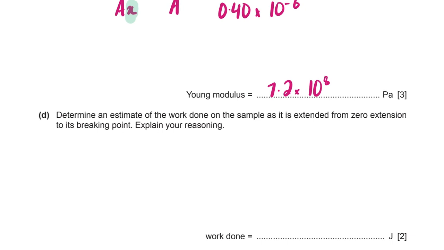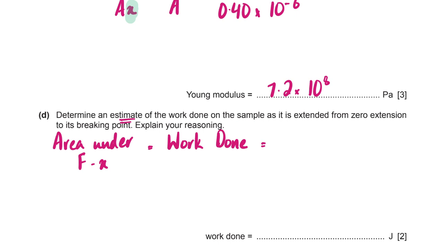Determine an estimate of the work done on the sample as it is extended from zero extension to its breaking point. Explain your reasoning. Now this is an estimate because you must know that the area under the F-x graph is basically going to be your work done, right? But you know this would be an estimate because it's not a formula that you could use immediately, right? So you'll have to count squares, you'll have to count boxes again in this one.